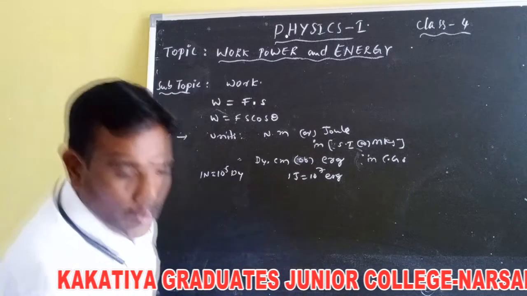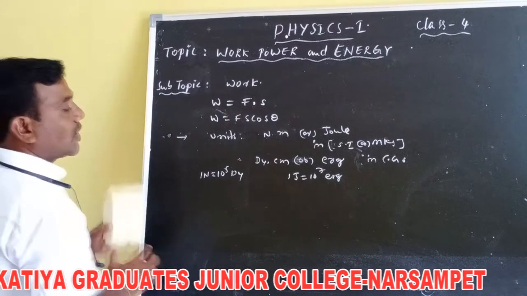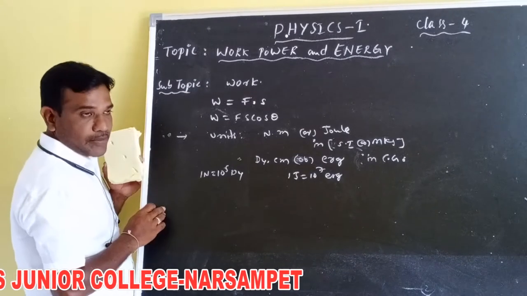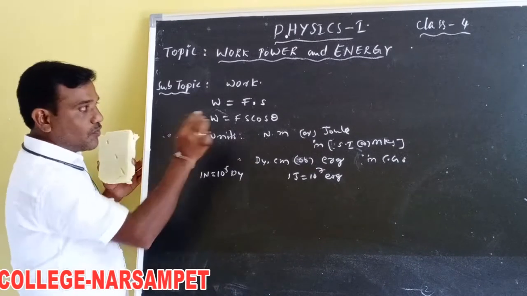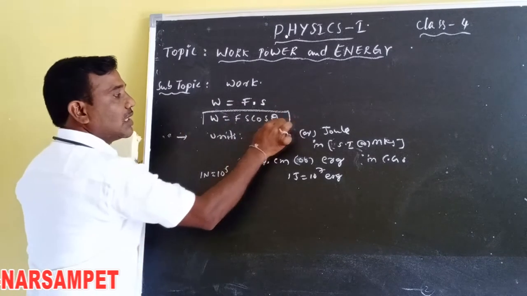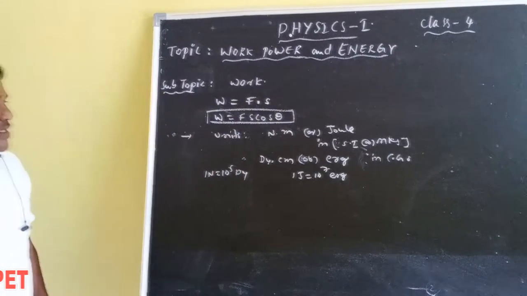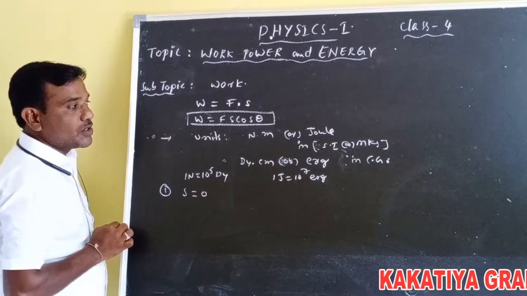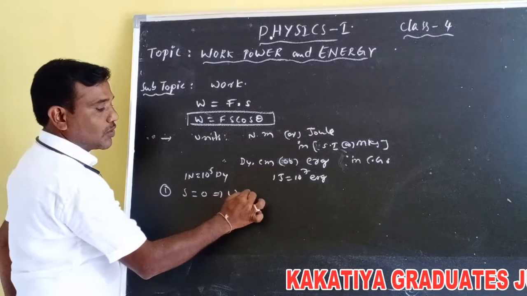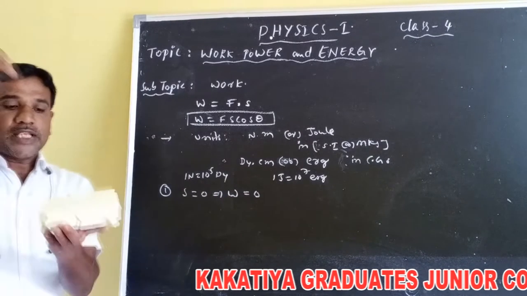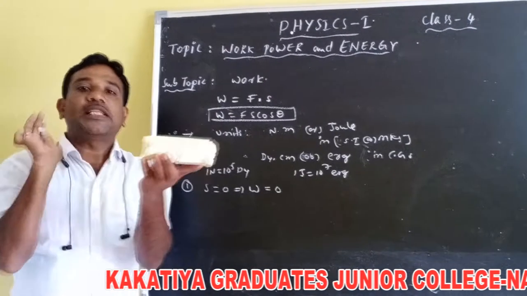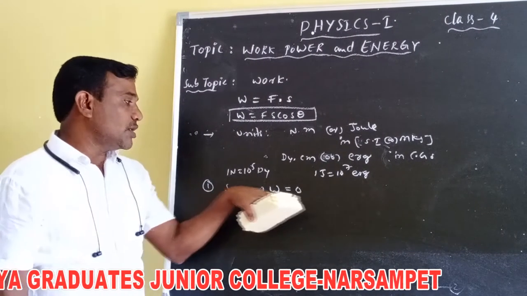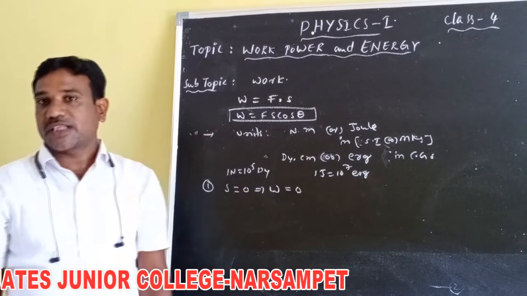And next, what are the conditions for work done to be 0? There are three types of conditions. One, from the formula W is equal to F S cos theta, if displacement S is equal to 0, then W is also 0. Why? Because the force acts on the body but it does not displace. Displacement is 0, so S equal to 0, then W equal to 0. This is the first condition.